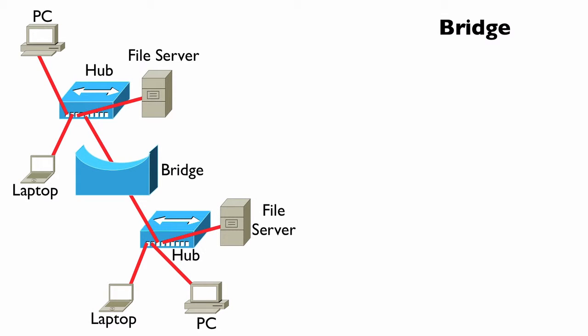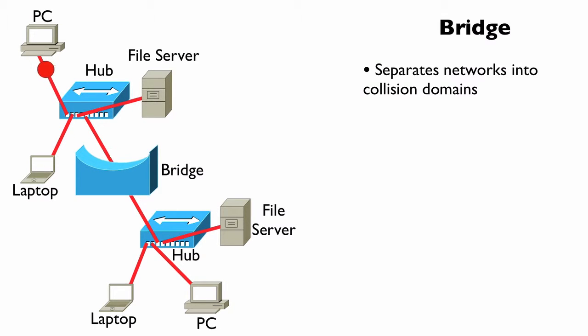Let's consider an Ethernet bridge. A bridge is going to separate a network into different collision domains. If a bridge has two ports, as early bridges did, that would give us two collision domains, as pictured here.